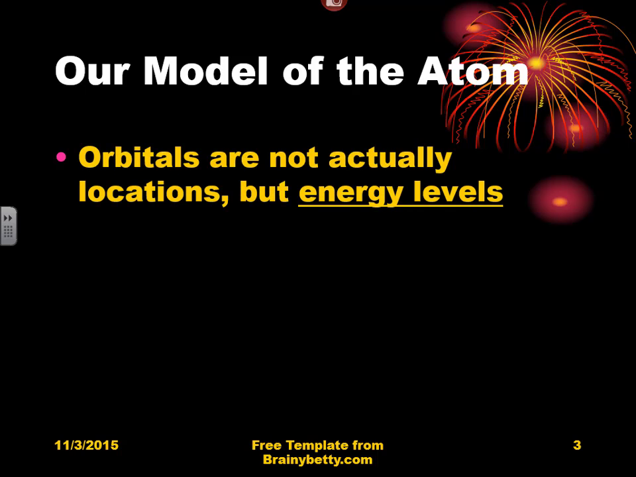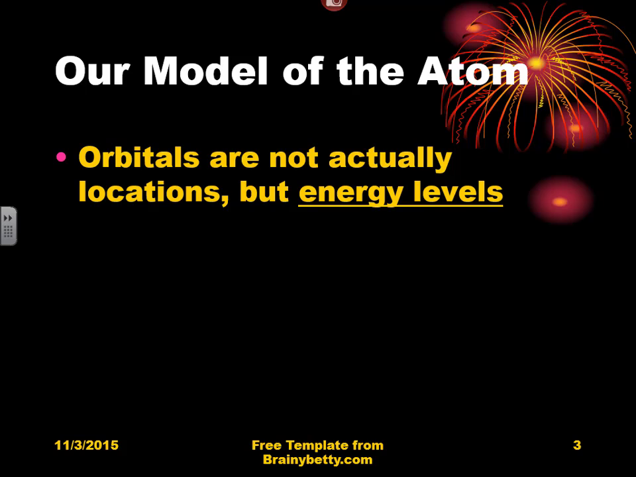But when we think about that model, we now need to start to change our thinking just a little bit. Instead of thinking about those orbits as locations, we need to start to think about them as amounts of energy or energy levels. When you draw those pictures with the nucleus in the middle and the electrons in rings around the outside, those rings don't really represent locations. They represent amounts of energy. And that's kind of a hard switch to make.